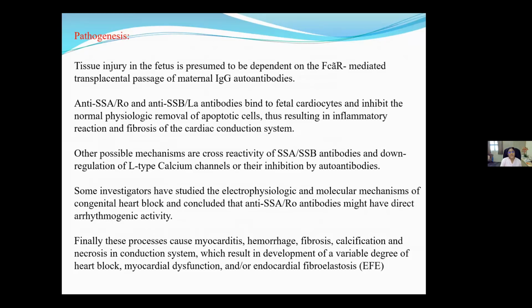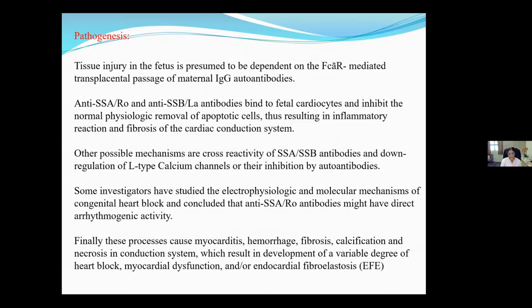The tissue injury in the fetus is presumed to be dependent on the FcRn-mediated transplacental passage of maternal IgG autoantibodies. These antibodies bind to the fetal cardiocytes and inhibit the normal physiologic removal of the apoptotic cells, thus resulting in inflammatory reaction and fibrosis of the cardiac conduction system. Other possible mechanisms postulated are cross-reactivity between the SSA and SSB antibodies and down-regulation of the L-type calcium channels or their inhibition by autoantibodies. Some even feel that the anti-Ro antibodies are arrhythmogenic.